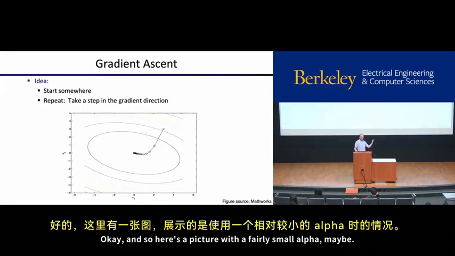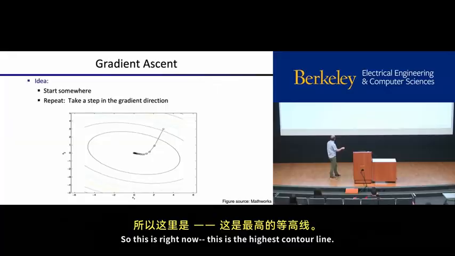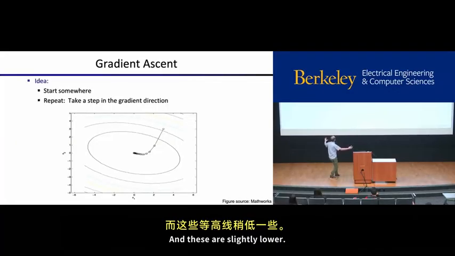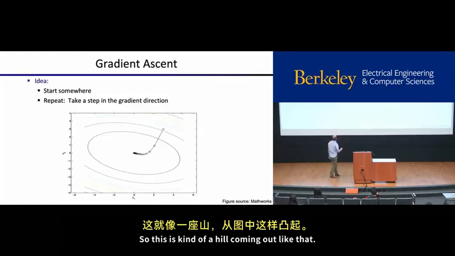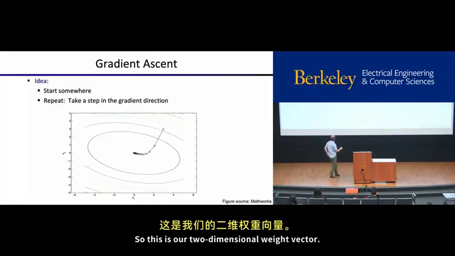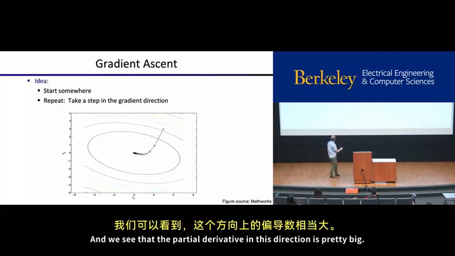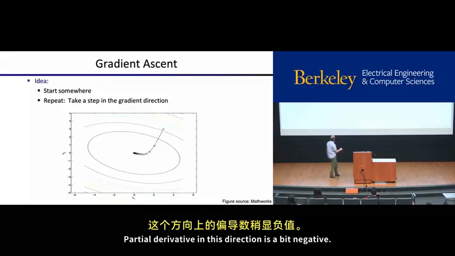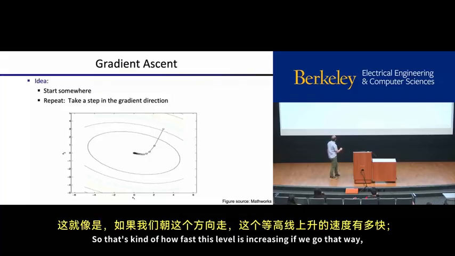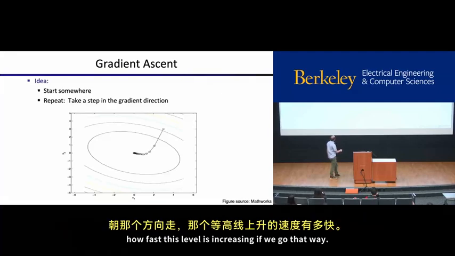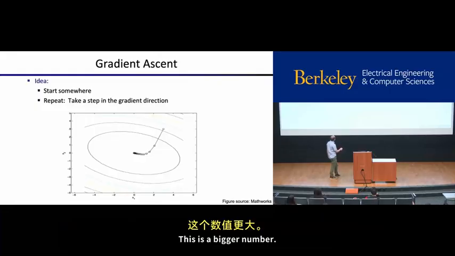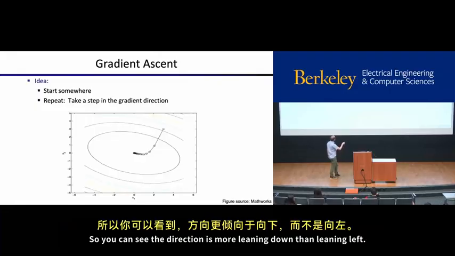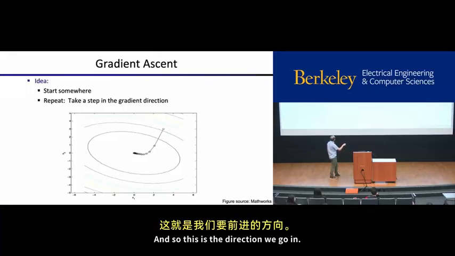Okay, and so here's a picture with a fairly small alpha, maybe. These are contour lines, so right now this is the highest contour line, and these are slightly lower, so this is kind of a hill coming out like that. We start here, so this is our two-dimensional weight vector, and we see that the partial derivative in this direction is pretty big, well, pretty negative, I guess. Partial derivative in this direction is a bit negative. So that's how fast this level is increasing if we go that way, how fast this level is increasing if we go that way. This is a bigger number, so you can see the direction is more leaning down than leaning left. And so this is the direction we go in.